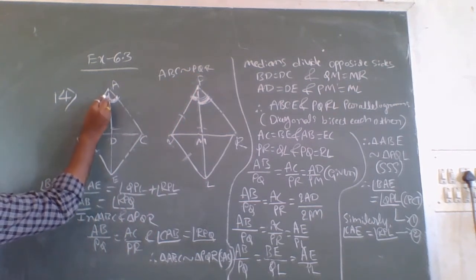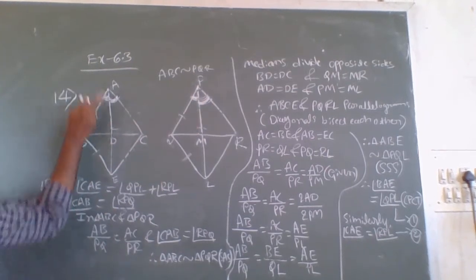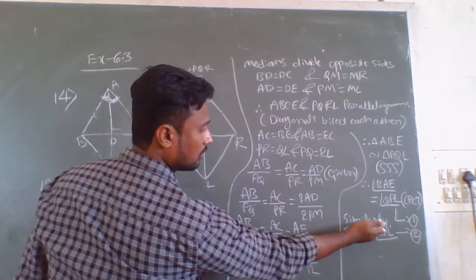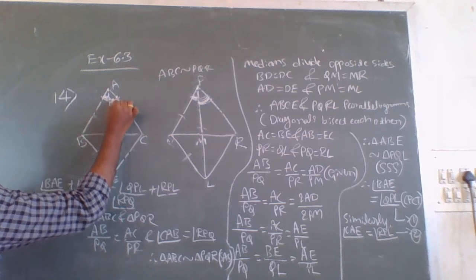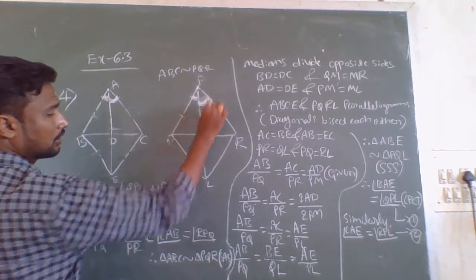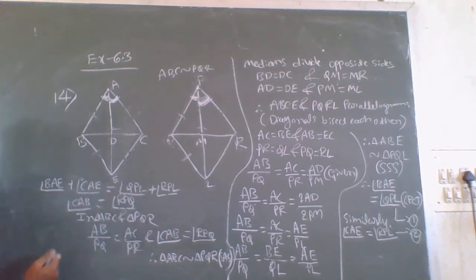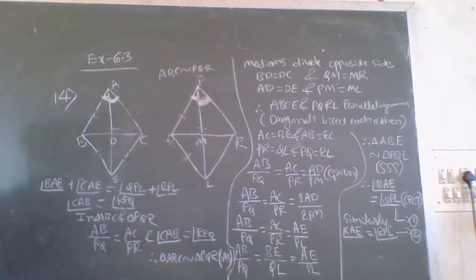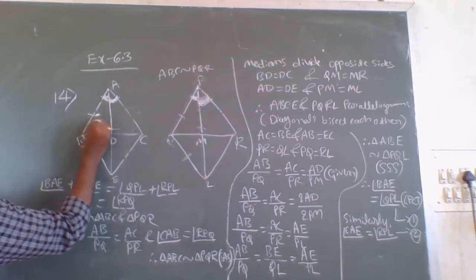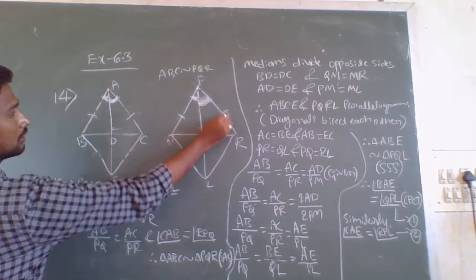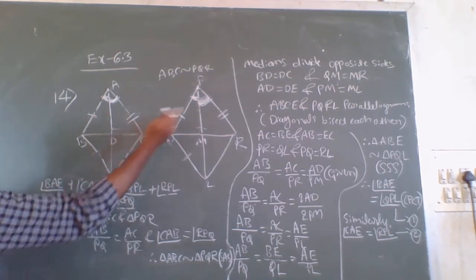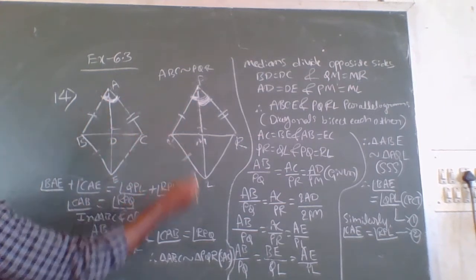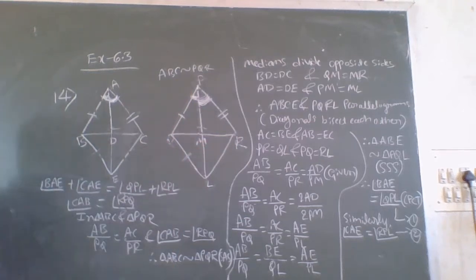So we can tell that these two angles are equal, meaning BAD and QPM, these two angles are equal. Similarly, we can prove that CAE and RPL, these two angles are equal. So next step, we will add 1 and 2, and we will get these two angles are equal. These two sides and these two sides are proportional, so two sides are proportional and one angle is equal. Therefore, we can write triangle ABC is similar to triangle PQR.